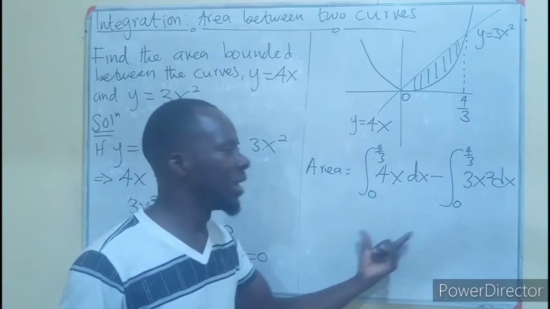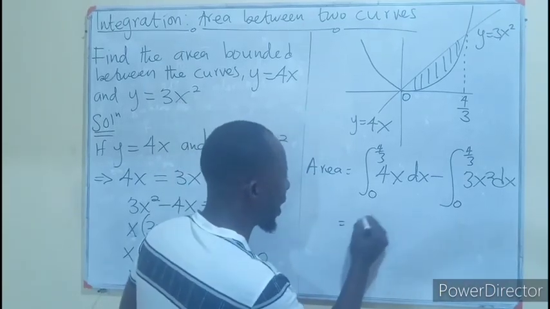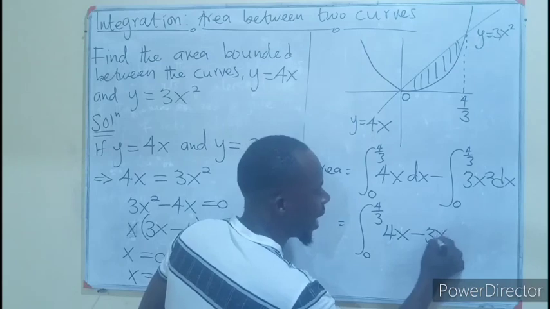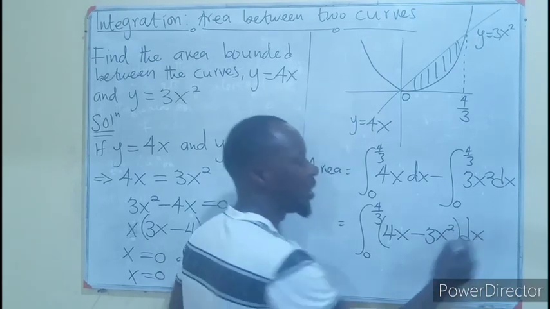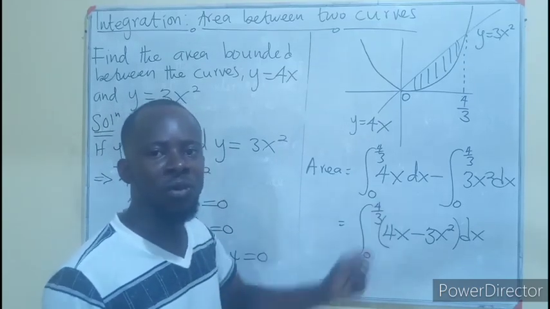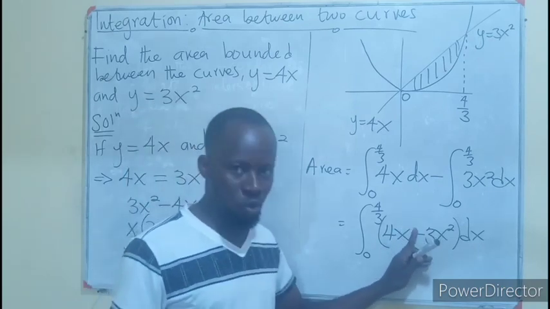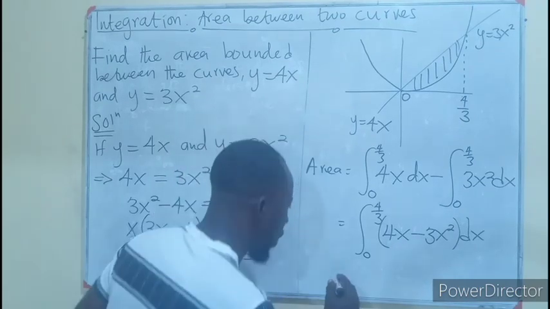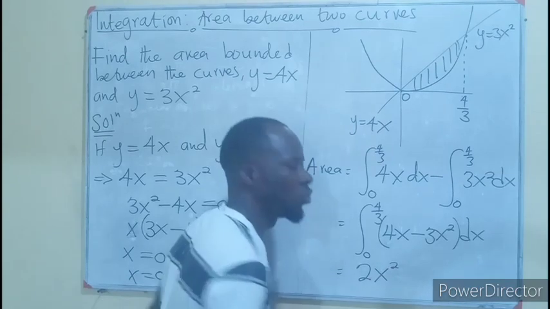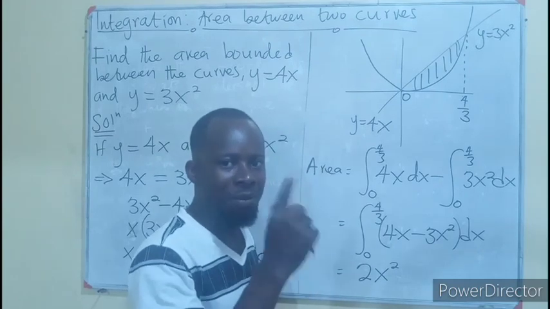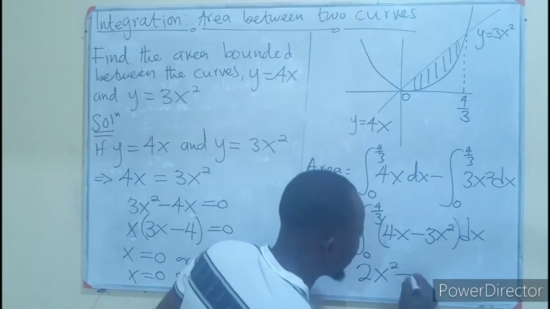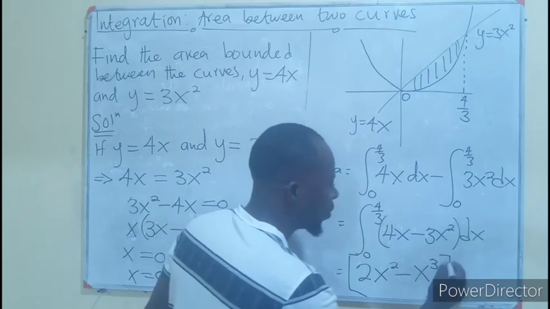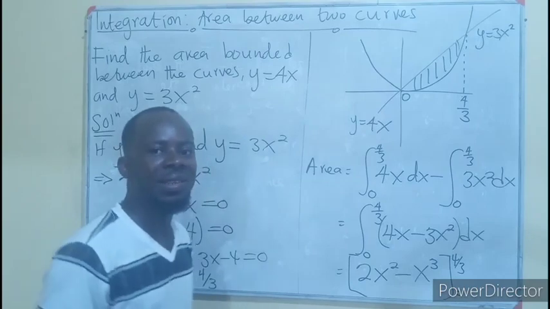So I can perform this integration, subtract, or I can put all together from 0 to 4 out of 3, 4x minus 3x to the power 2, all dx. So that I use the same limit of integration. So what will I do? Increase the power by 1, that makes it 2. So we divide by 2. So 4 divided by 2 will give us 2. So I'll be having 2x to the power what? 2. Then if I increase this by 1, it becomes 3. Dividing by the 3 will clear this 3. So we have minus x to the power what? 3. Is that a constant? No. So we take our limit of integration, 4 out of 3 and 0.